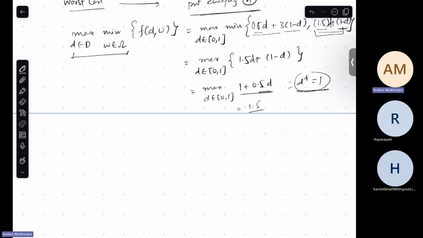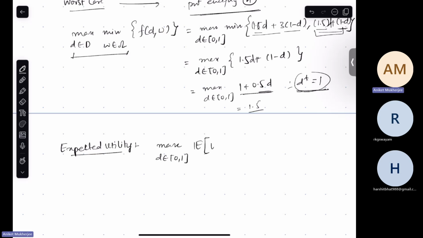Which is a bad thing, because this is one way that people can take decisions, but it's not the best decision that people can take. So now, expected utility. So expected utility, basically I'll have max D belongs to 0 to 1.